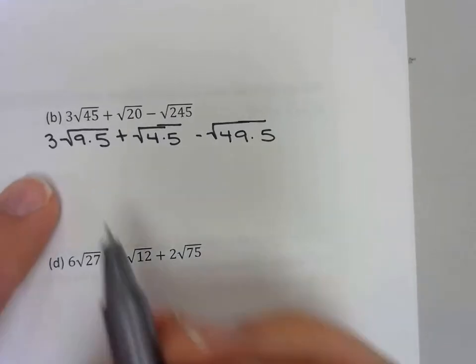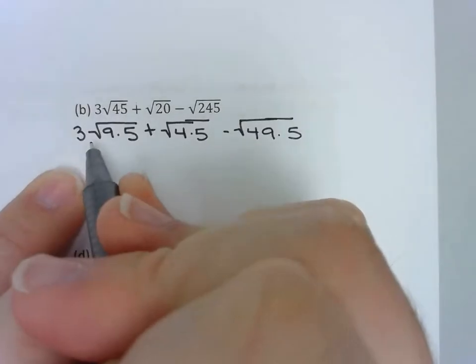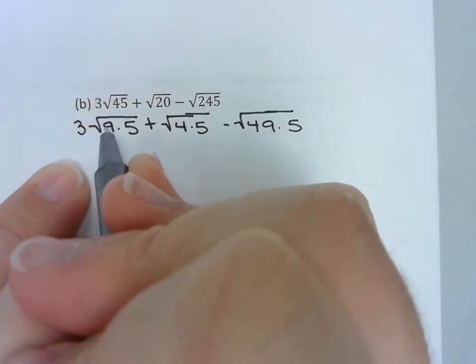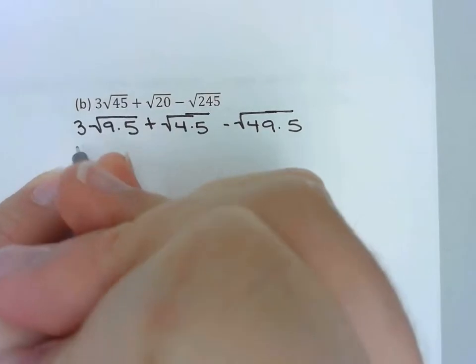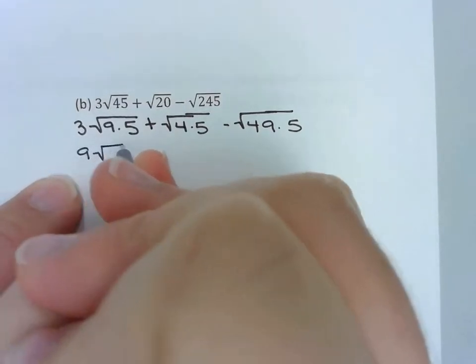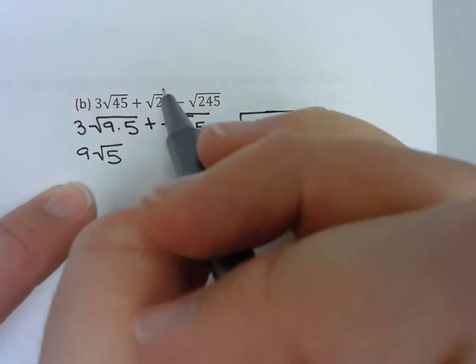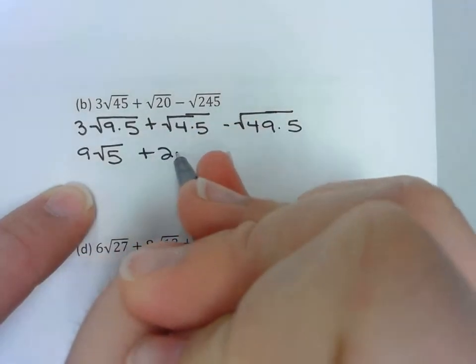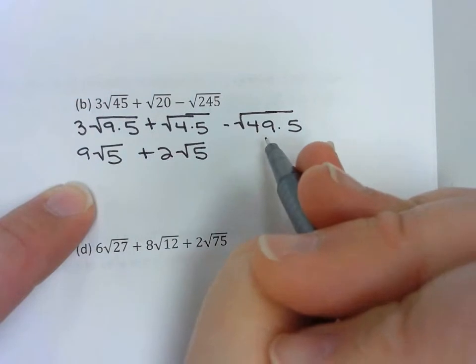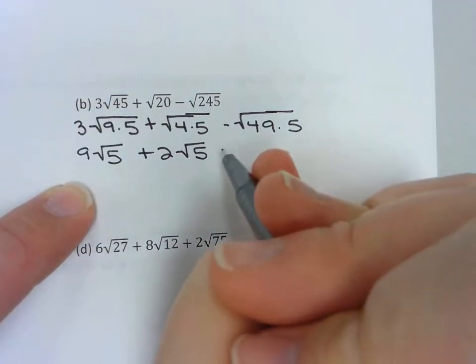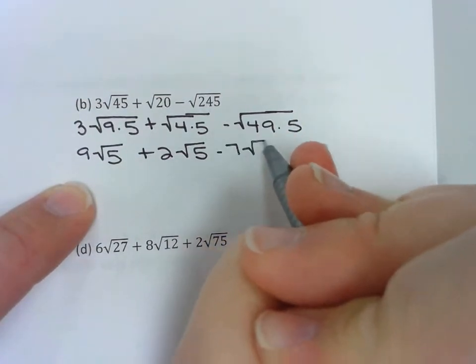Okay, let's go ahead and reduce this. The square root of 9 is 3, and I'm going to multiply it by the 3 that's already out there. So that is 9 square root of 5. Plus, square root of 4 is 2, so I bring it out front: 2 square root of 5. The square root of 49 is 7, so I bring it out front: 7 square root of 5.